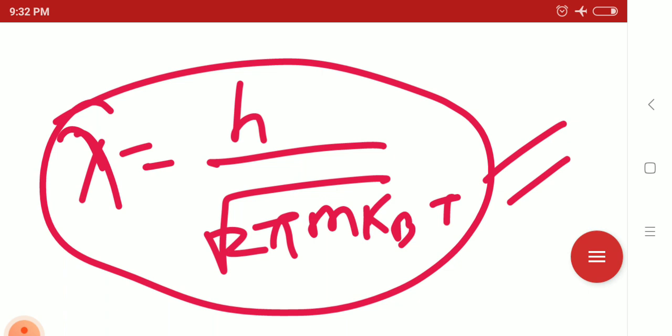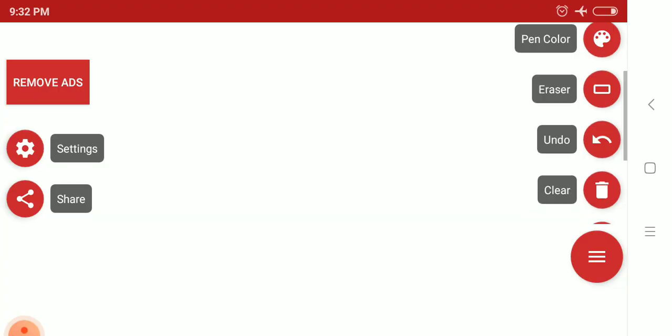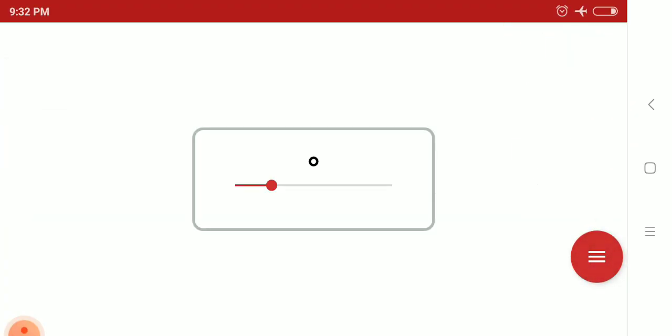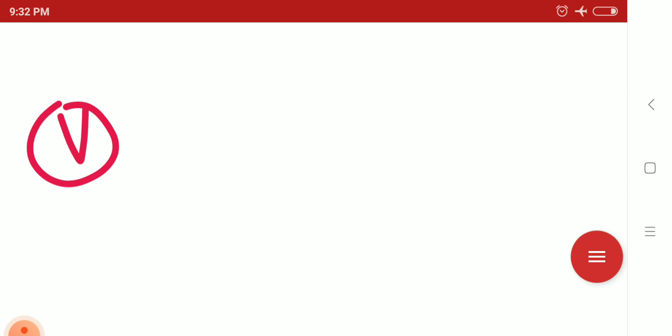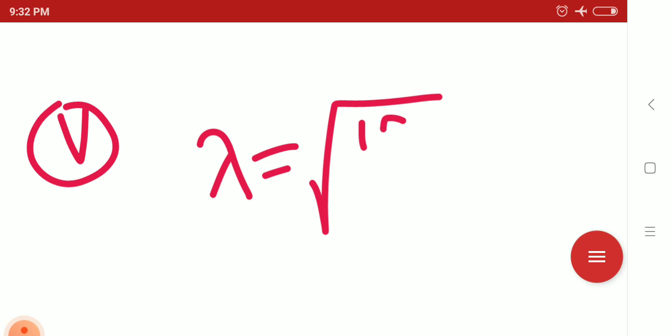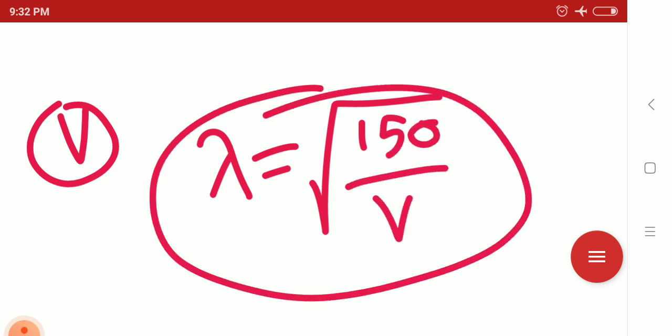So these are some important formulas and different aspects of applying the de Broglie wavelength formula. There is another important formula: if some voltage is given to you, from the Davisson-Germer experiment, we have lambda equals root over 150 by V. So these are some important formulae of de Broglie wavelength. Note them down. They are very useful for solving numericals of different questions on de Broglie wavelength.